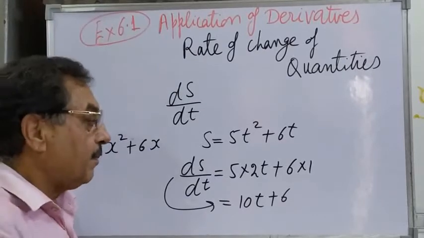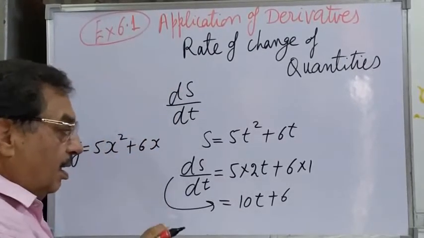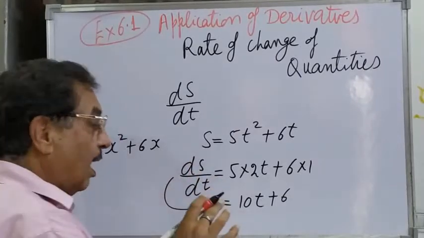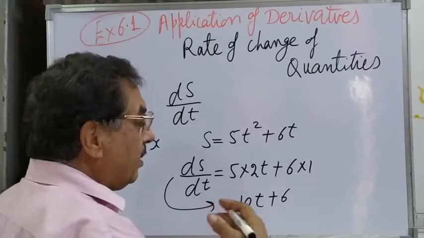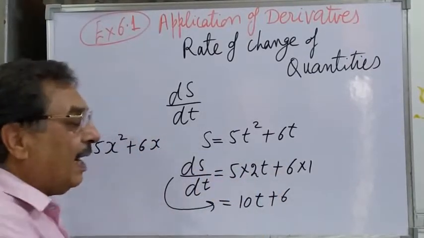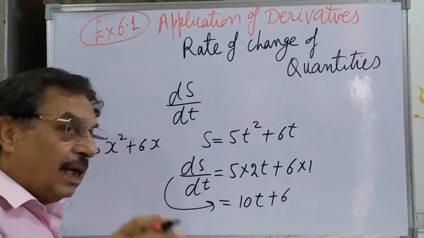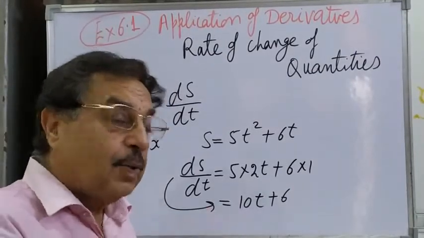Or in case we want to find the rate of change of distance after 2 seconds, after the ball is thrown, it is moving with this function, what will be the rate of change of the distance after 2 seconds?